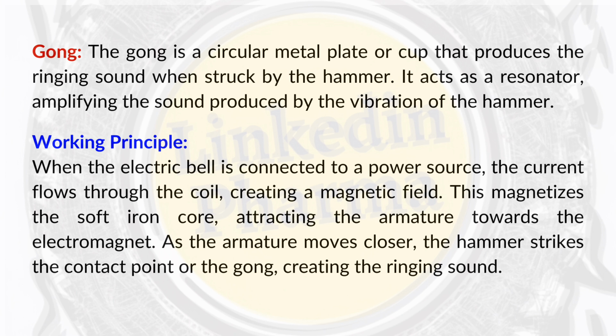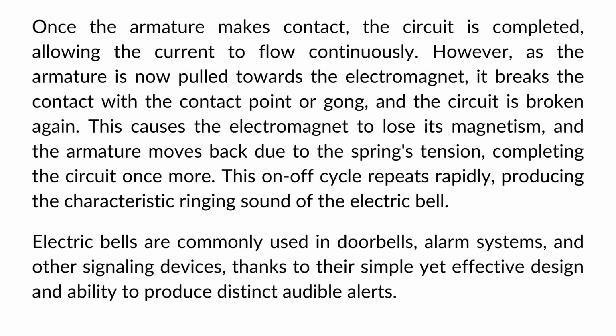Working principle. When the electric bell is connected to a power source, the current flows through the coil, creating a magnetic field. This magnetizes the soft iron core, attracting the armature towards the electromagnet. As the armature moves closer, the hammer strikes the contact point or the gong, creating the ringing sound. Once the armature makes contact, the circuit is completed, allowing the current to flow continuously. However, as the armature is now pulled towards the electromagnet, it breaks the contact with the contact point or gong, and the circuit is broken again.